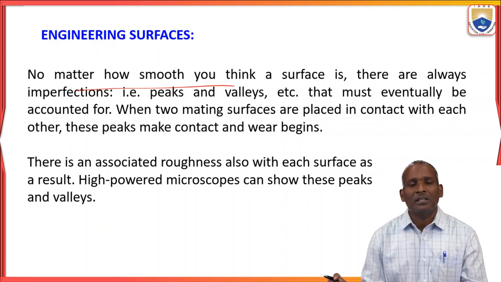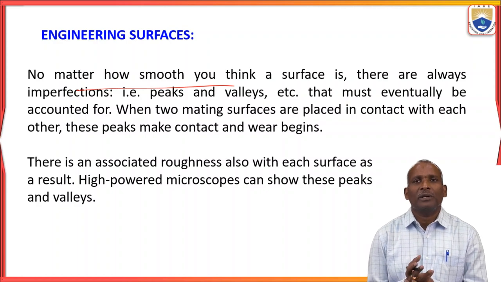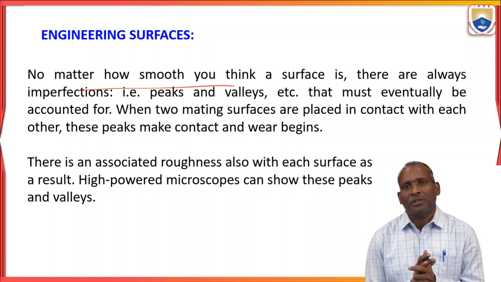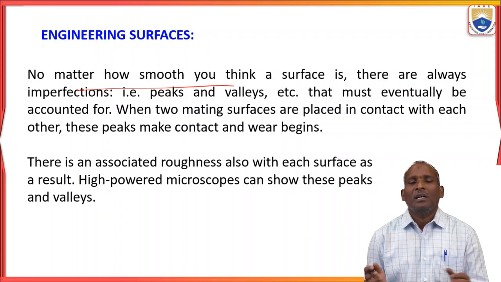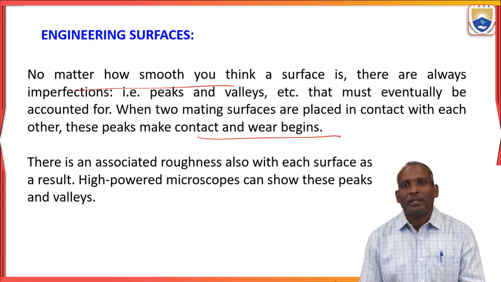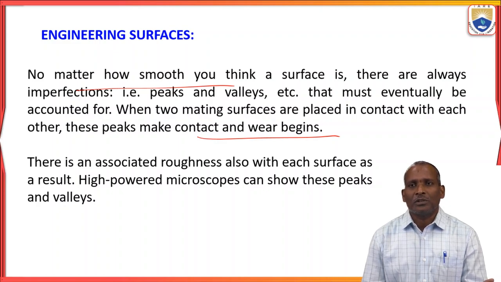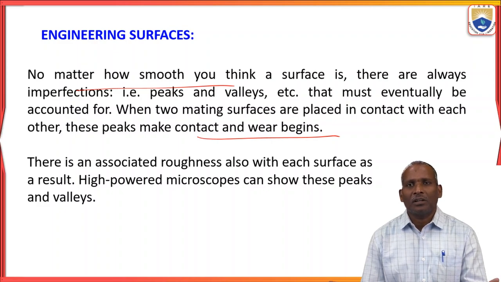Whenever two components are in relative motion, and the surface is not smooth but rough, there are compulsorily craters and other defects. These defects lead to poor surface finish. So what will happen finally? The component performance will be reduced, and sometimes the component may fail. When two mating surfaces are placed in contact with each other, these peaks make contact and wear begins. When you operate the component continuously in relative motion, the wear becomes major and finally the component will fail.